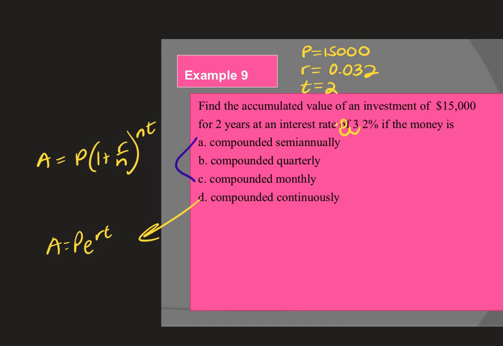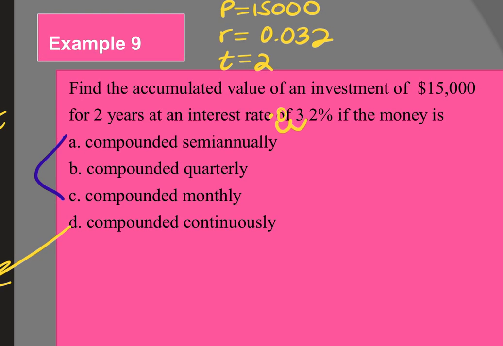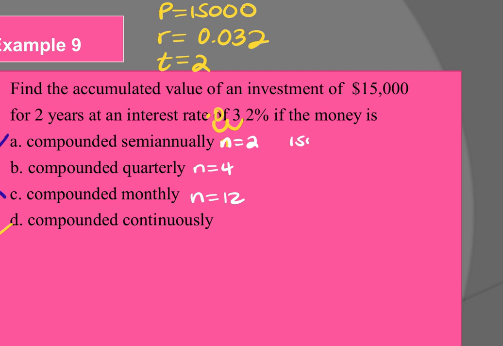Now what changes for A, B, and C is your n. So if it's semi-annually, how many times a year is that? 2 times. So my n here is 2. If it's quarterly, how many times a year is that? 4. If it's monthly, how many times a year is it? 12. And then compounded continuously, we're going to use Pert. So for each of these, I would get 15,000 times (1 plus 0.032 over number of times a year, which is 2), raised to the number of times a year times the number of years. That's for A.